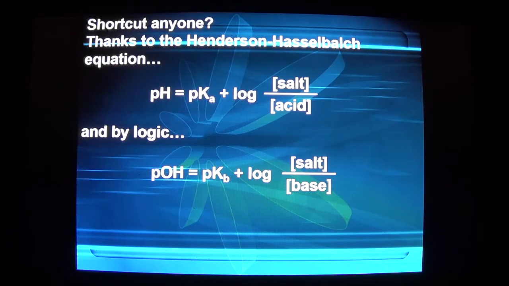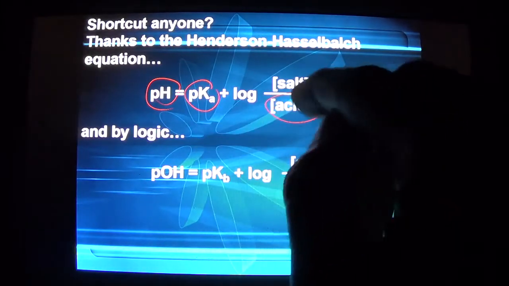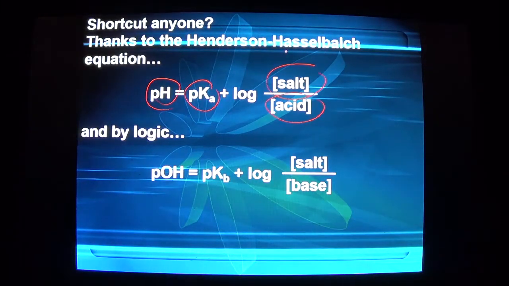A bit of review. I wanted to point out again that we have the shortcut to using a Rice table and a Ka expression called the Henderson-Hasselbalch equation. And if you know you have a buffer situation, it works really well because all you need is 3 of these 4 variables, and you can determine the one that's left out. So it's a great handy way to do one calculation and get the same work as a Rice table and a Ka expression and solving for x would give you.